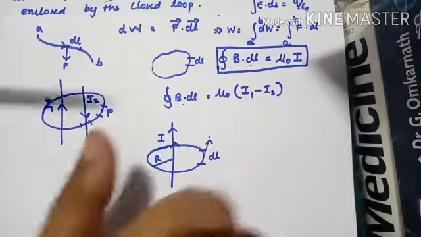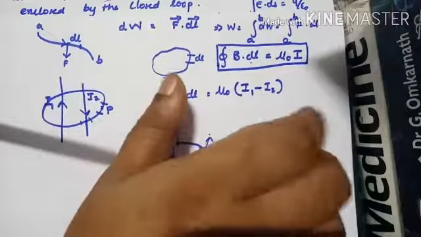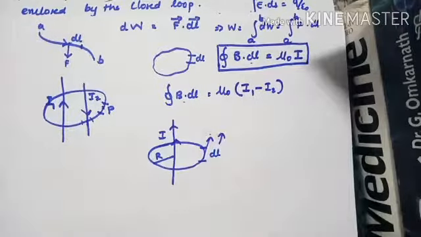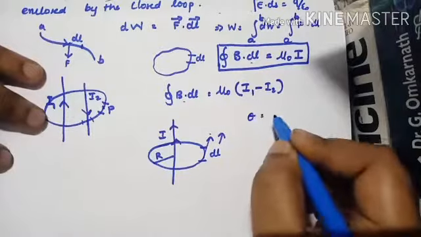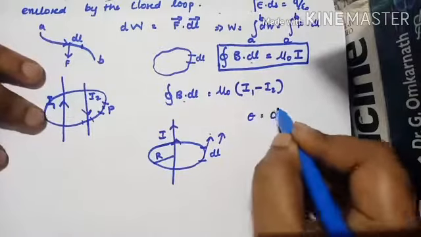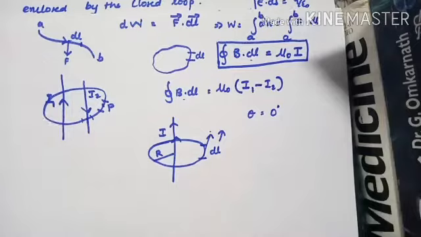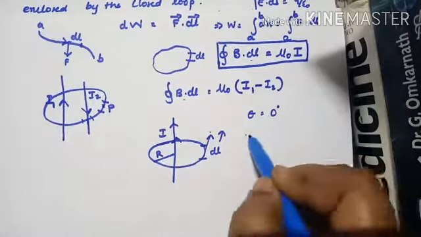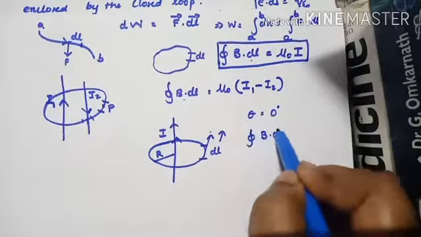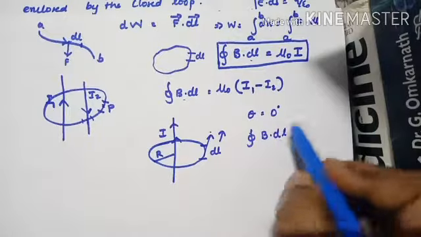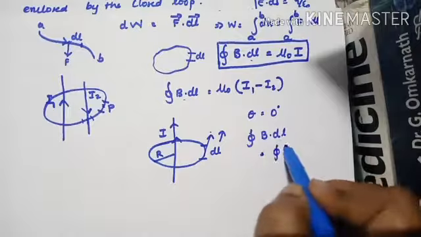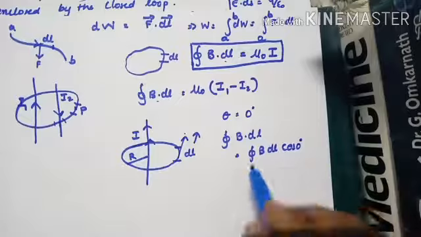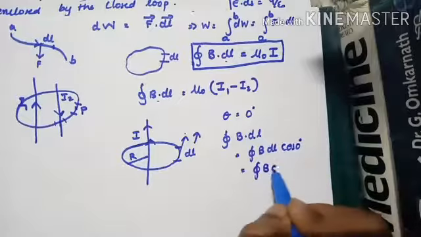Now this current is flowing, so what will the magnetic field's direction be? That is also into the plane. So both dl and B are in the same direction, so theta, the angle between B and dl, is 0 degrees. Let's verify that this is true. What happens in this equation? The closed integral B dot dl becomes closed integral B dl cos 0. What is cos 0? 1. So it is closed integral B dl.